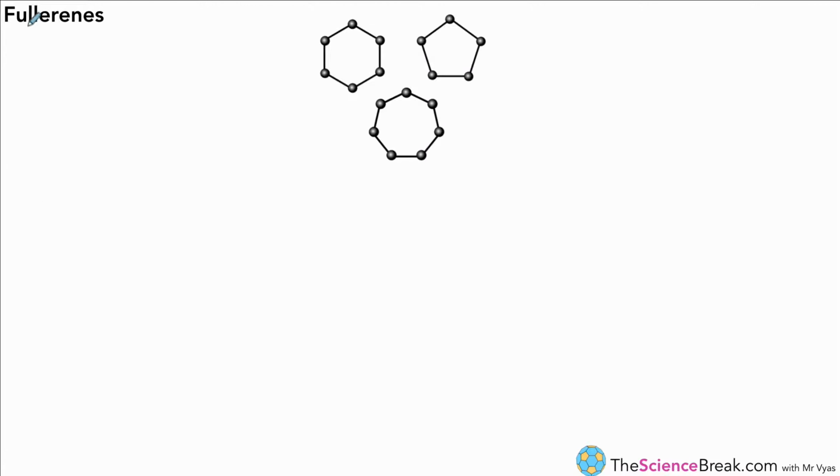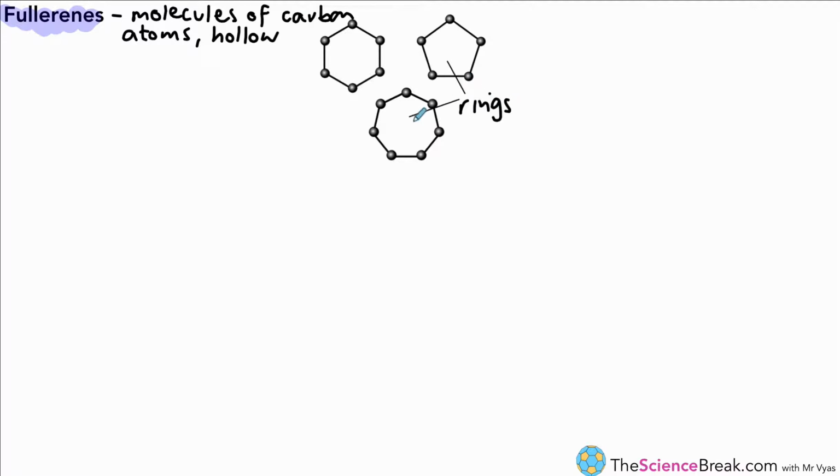So the fullerenes are made of rings of carbon as well. In this case, they could be rings made of 5, 6, or 7 carbons even. But they are molecules of carbon, and they are all hollow. Molecule of carbon atoms that are hollow. And here's our various rings, 5, 6, and 7-sided.